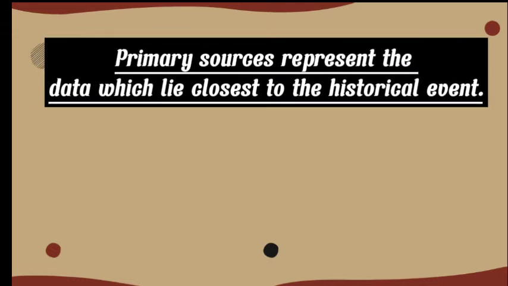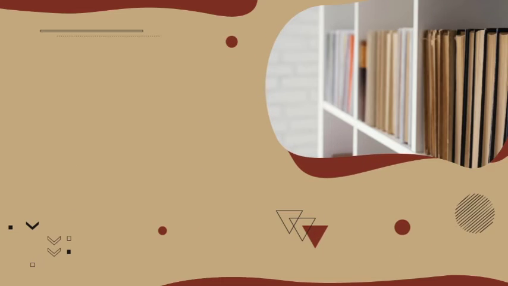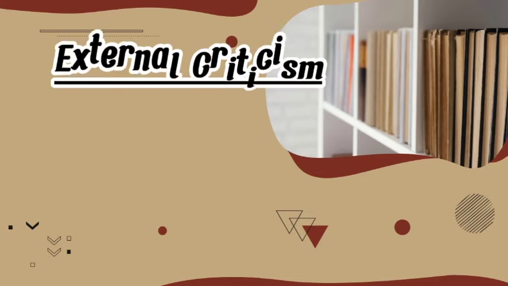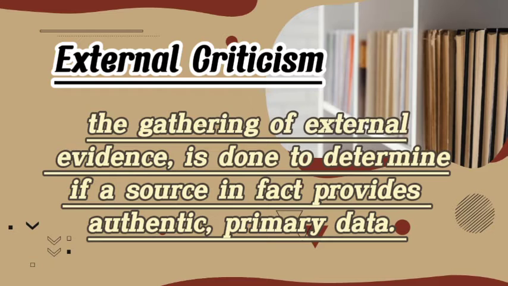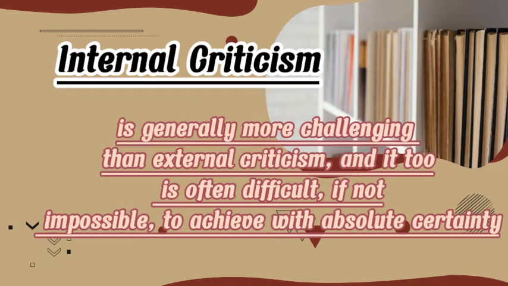Primary sources represent the data which lie closest to the historical event. Secondary, or second-hand, sources may be considered virtually everything not viewed as primary. Evaluation of historical research. In selecting specific sources of data for a historical study, it is critical that they be evaluated properly. External criticism. The gathering of external evidence is done to determine if a source in fact provides authentic, primary data. Internal criticism is generally more challenging than external criticism, and it too is often difficult, if not impossible, to achieve with absolute certainty.